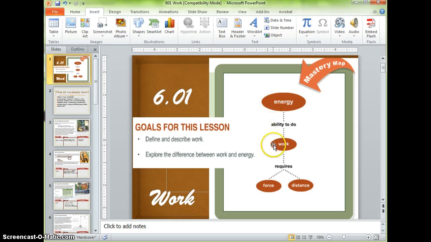Energy is the ability to do work and it requires force and distance. What do we know? We know about force and we know about distance. Now, make sure by the end of the lesson you can write a definition of work and describe work using an example. Describe it in your own words using an example. Make sure that you understand the difference between work and energy, okay?